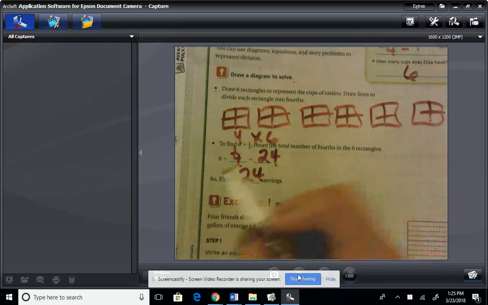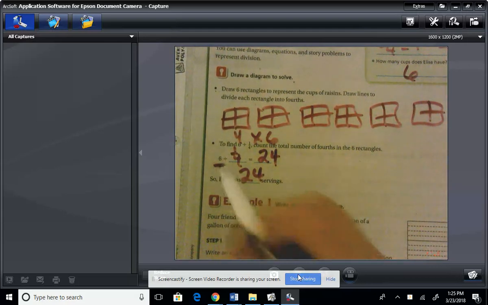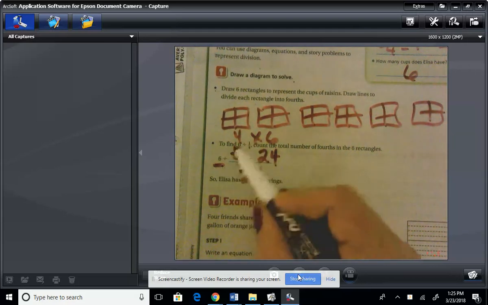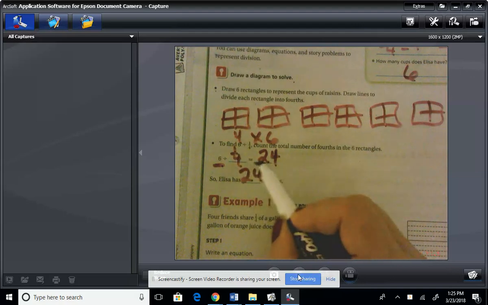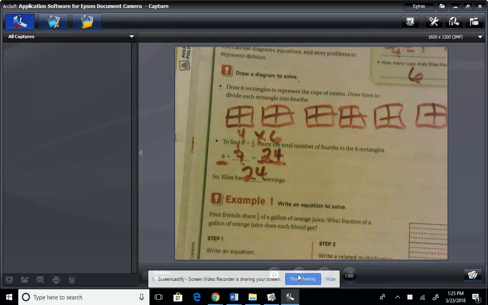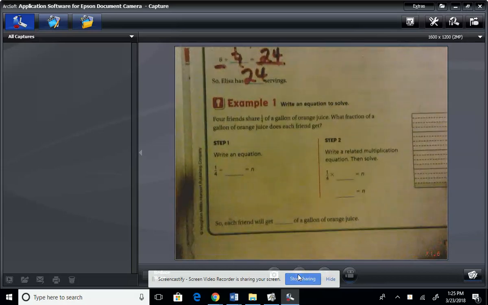I want you to take notice that I started with a whole number and I divided it by a fraction. My quotient was a whole number. That's going to be helpful to know if you're doing it correctly or not.